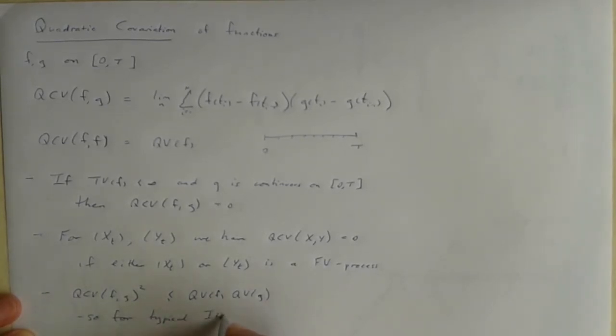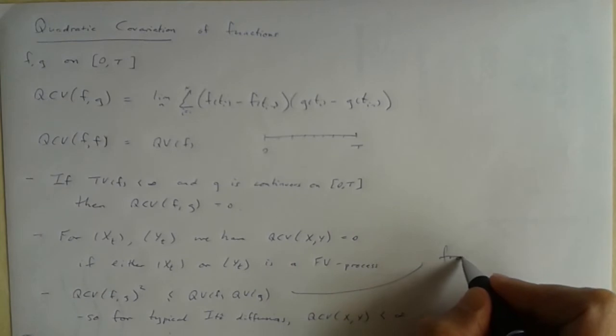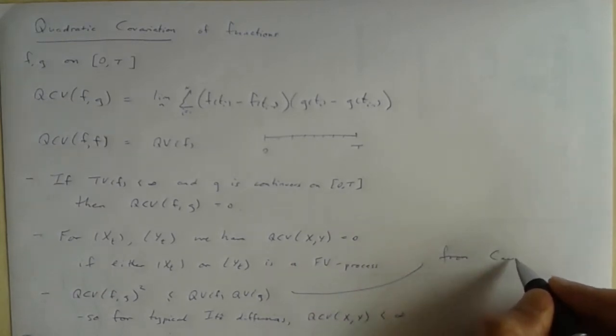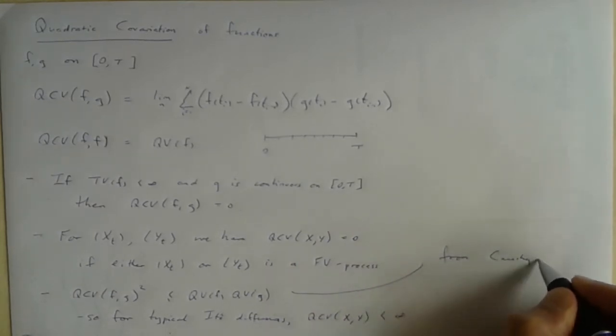So for typical Ito diffusions, actually for any Ito diffusions, but in particular for typical ones like Brownian motions, the QCV of any two of them will be a finite quantity. Why is this true? If you've seen things like this before, you might be able to guess where this comes from. It comes from something called the Cauchy-Schwarz inequality.